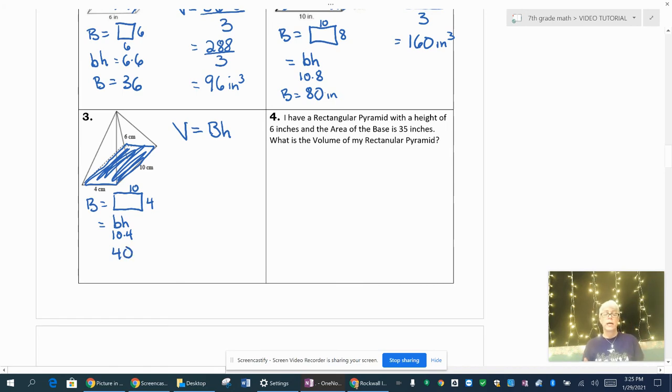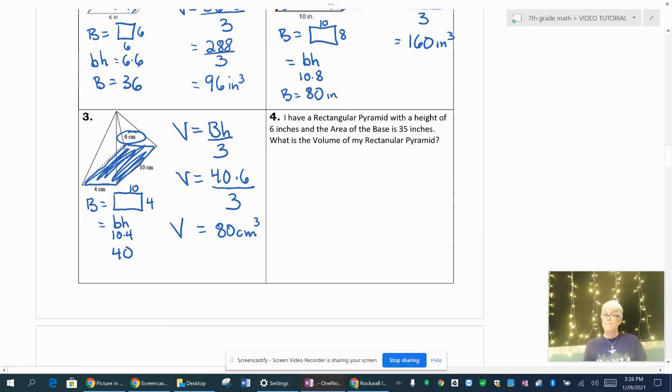Whoops. Did you catch it? I wrote the original formula incorrectly because I forgot to do what? That's right, divide by 3. So I'm going to divide by 3. So I have V equals, big B is 40. The height is this line right here, going straight up the middle. It's kind of hard to see, I know, times 6. And that whole thing is going to be divided by 3. So my final answer, once I multiply and divide, is 80 centimeters cubed.